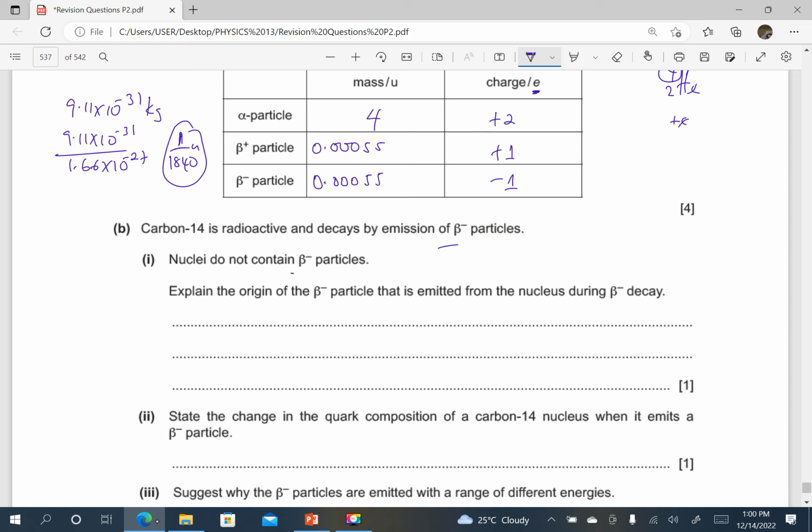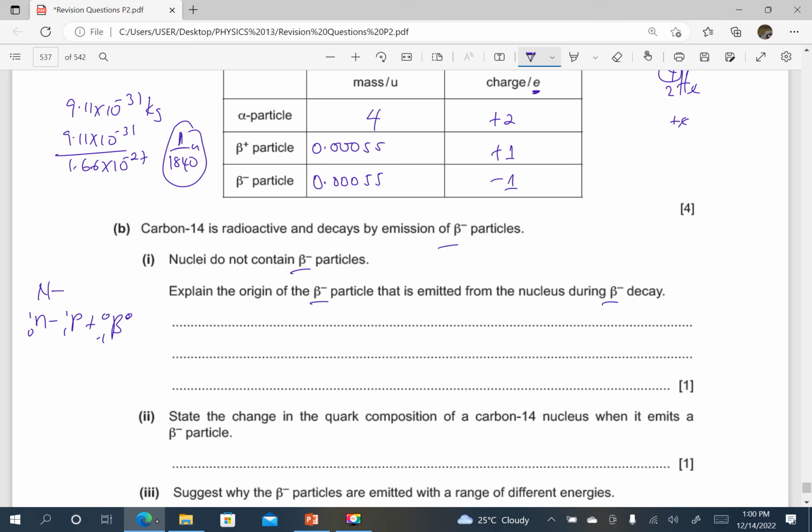Nuclei do not contain beta minus. Explain the origin of the beta minus particle that is emitted from the nucleus during beta minus decay. We know that the nuclei do not have beta minus, but where does the beta minus come from? Remember, a neutron changes into a proton. A neutron is 1, 0, proton is 1, 1, plus beta 0, 0, negative 1.